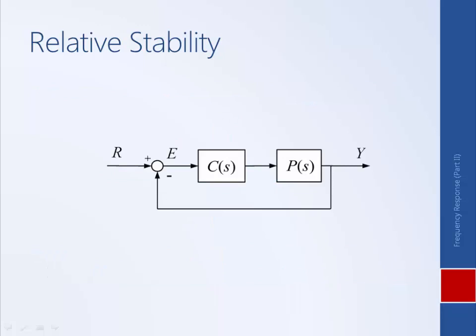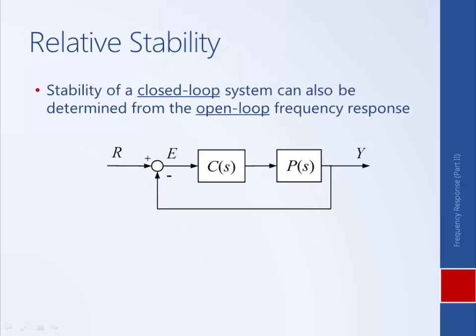It turns out the frequency response of a system can also give us information about relative stability. In fact, it can give us more information than just looking at the poles of the system. Specifically, the stability of a closed loop system can be determined from the system's open loop frequency response. And at this point, I'm going to try and give a hand-waving, intuitive explanation for why this is the case.